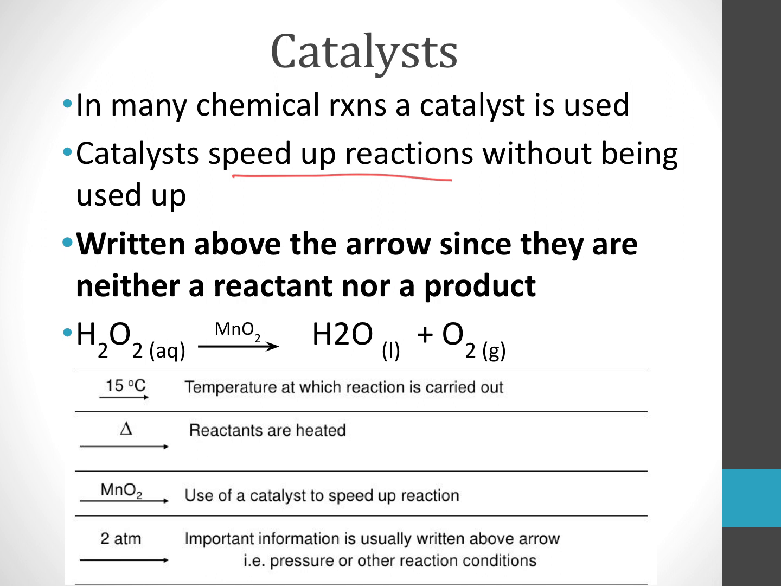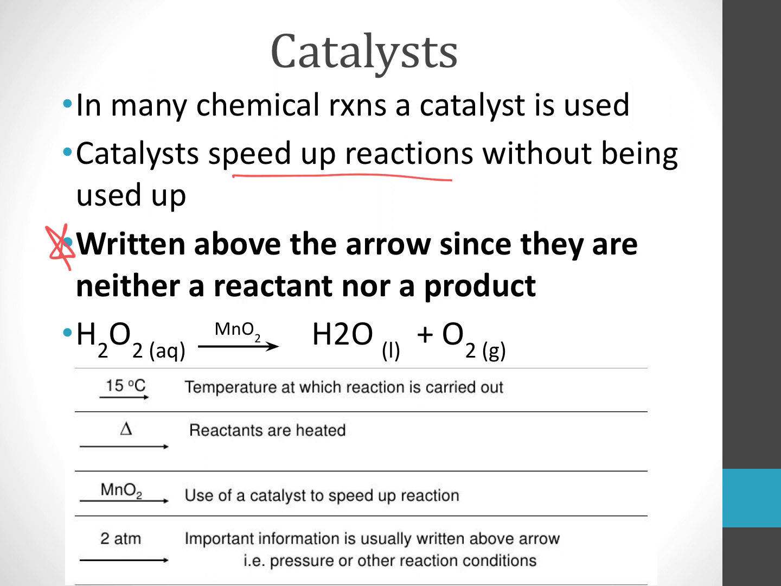So if a catalyst is used in that reaction, you have to write the catalyst above the arrow. Here's an example. Hydrogen peroxide, if you add manganese 4 oxide, it breaks down into water and oxygen gas. This manganese 4 oxide is the catalyst, so it goes right above the arrow. It doesn't go on the reactant or product side because it isn't a reactant or a product. It's just there to speed up that reaction.